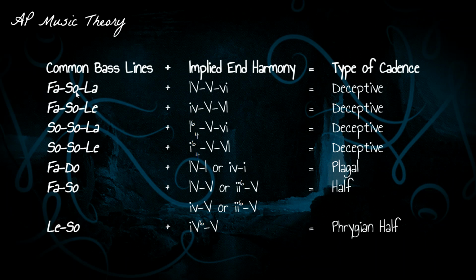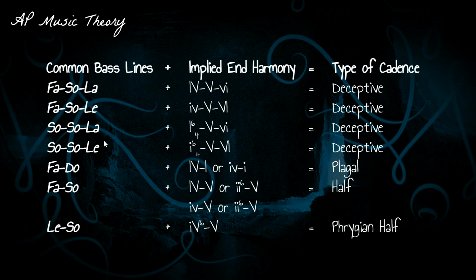Other common bass lines and their implied harmonies that end the phrases, and what type of cadence they would be. So fa, sol, la: the implied end harmony would be the subdominant to the dominant to the submediant. It would be a deceptive cadence. Fa, sol, la is the same but in minor. So we have the subdominant minor chord to the dominant to the major submediant, which would also be a deceptive cadence.